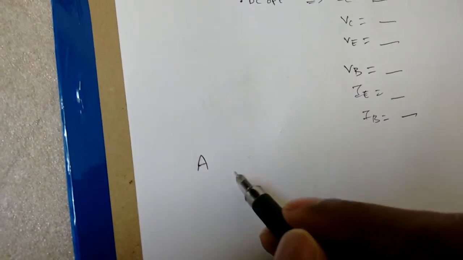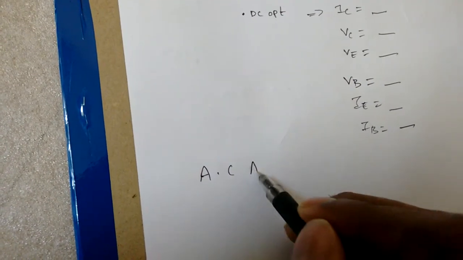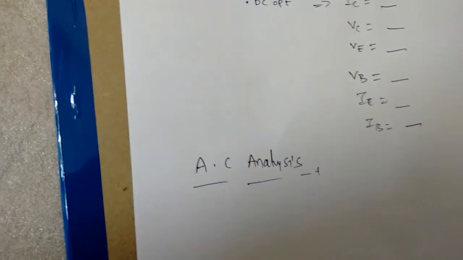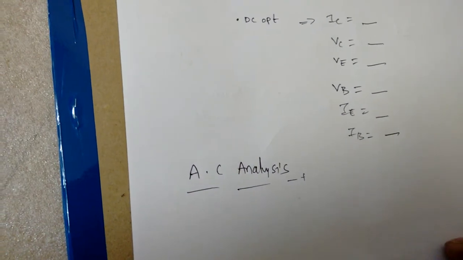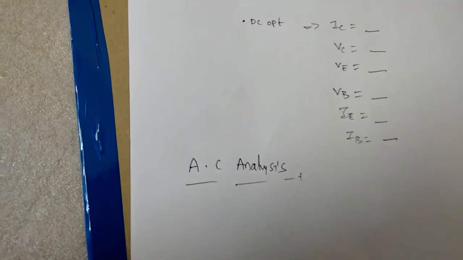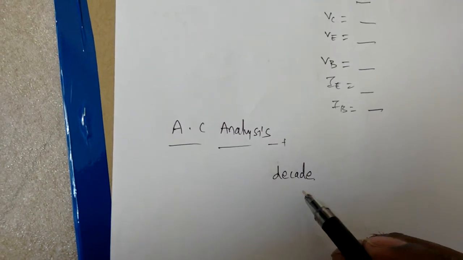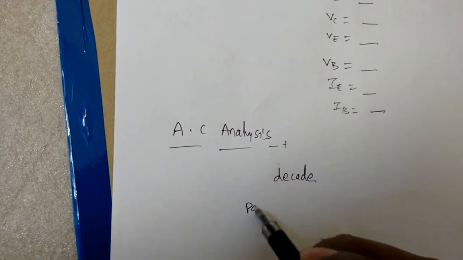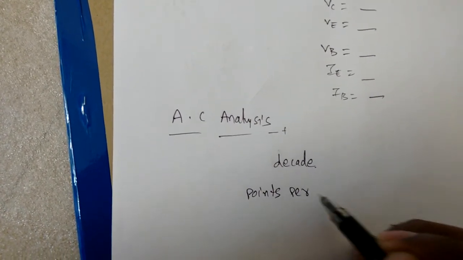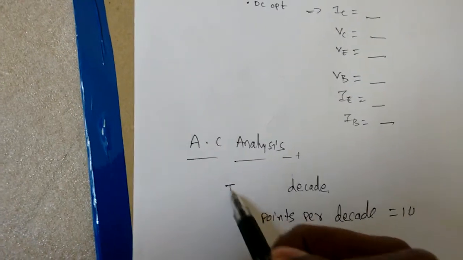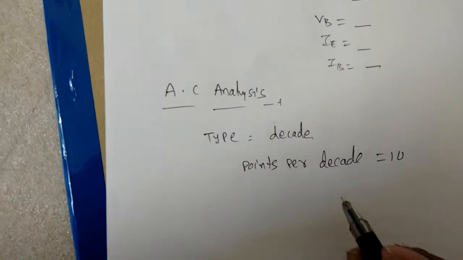Similarly, to find the frequency response, we will do the AC analysis. AC analysis means what is the gain with respect to frequency, how it is varying. For the AC analysis, we will go for the logarithmic graph, so that it is decade. Points per decade is 10, and the type of the sweep is decade.